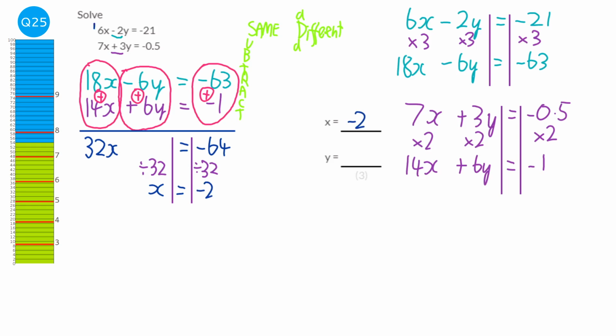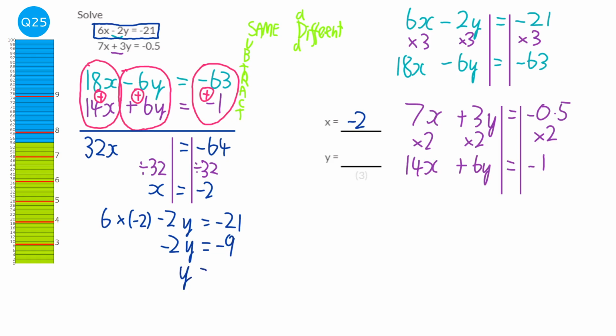So what we're going to do is go to the original equation, and we're just going to substitute in the x for minus 2. So we're going to do 6 times minus 2, minus 2y equals minus 21. So 6 times minus 2 is just going to be minus 12. Add 12 both sides, and that will give us minus 2y is equal to minus 9. Then we've got a minus 2 as the coefficient of the y, so we need to divide both sides by minus 2. The two minuses will get rid of each other, so it's 9 divided by 2, which is going to be 4.5.